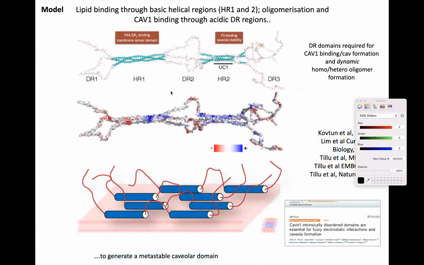And so this is what we think. This is just a model. Only part of this has been solved. But we think the protein, through these lipid binding domains, is sitting via the helical regions on the membrane. And then these disordered regions are looping out into the cytosol to interact with the caveolin and to mediate oligomerization. And so I won't go through this. This is recently published, beautiful work by Vikas Tillu. And this is all a collaboration with Brett Collins' lab.